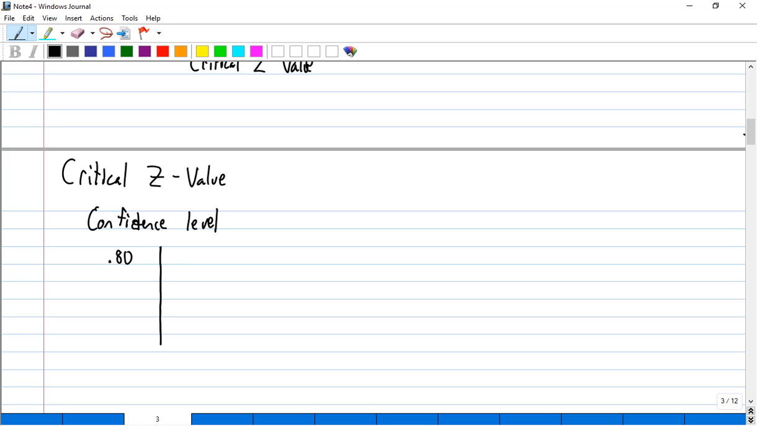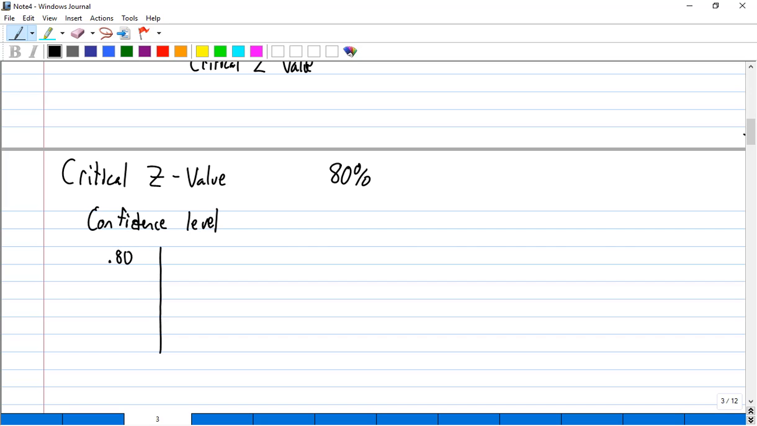Now, what percentage would that be? What's a percentage for 0.80? 80%. So this is an 80% confidence level, but we can write it as a decimal as 0.80.